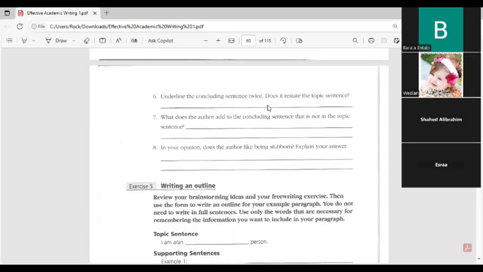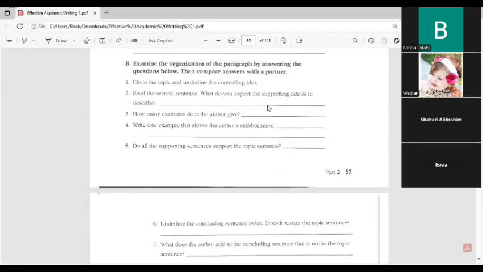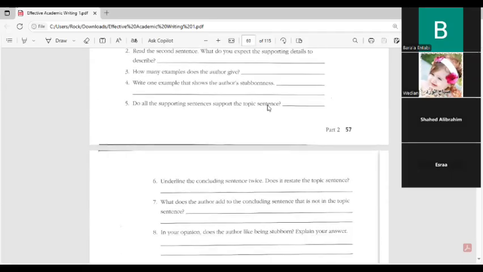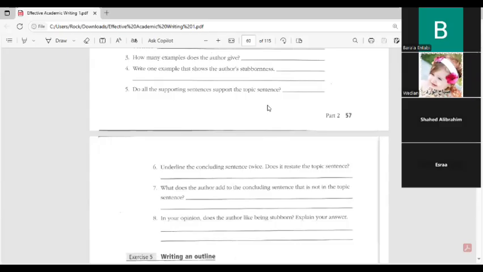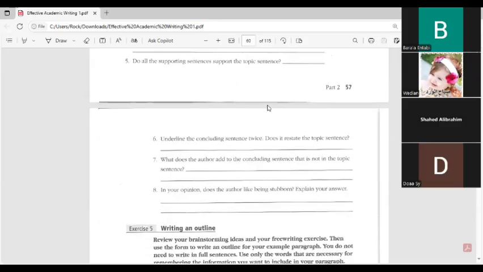Underline the concluding sentence twice. Does it restate the topic sentence? Restate means to say it in different words. Yes, it restated it, excellent.